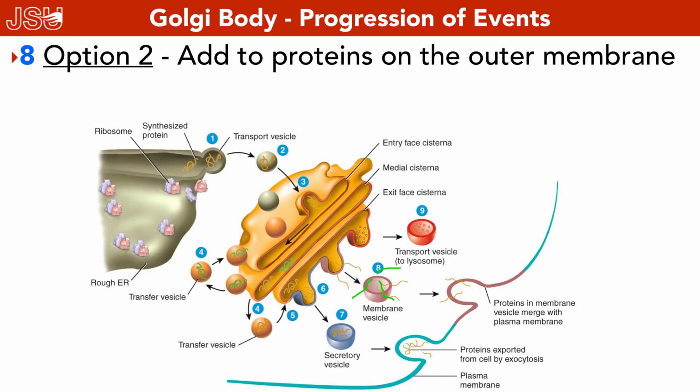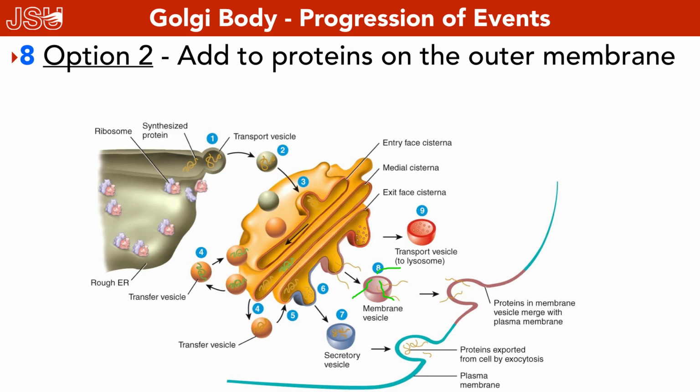When that vesicle fuses with the membrane here, that membrane integrates into the outer membrane, just like we drew up here. What's that going to do? If we have proteins in that membrane of the vesicle, and that vesicle fuses with the outer membrane, what's going to happen?